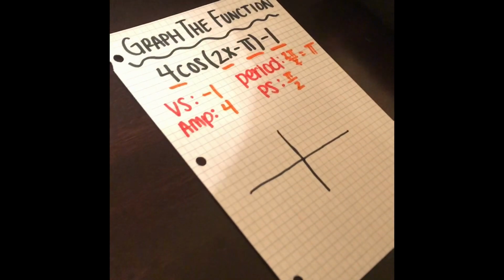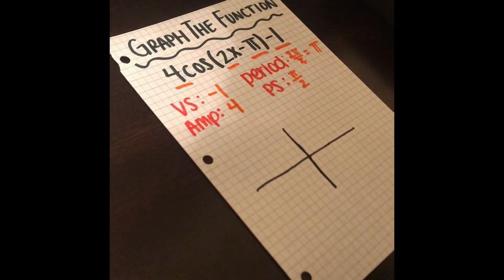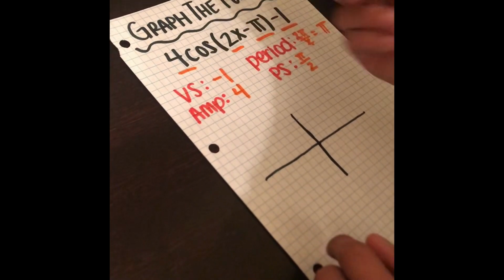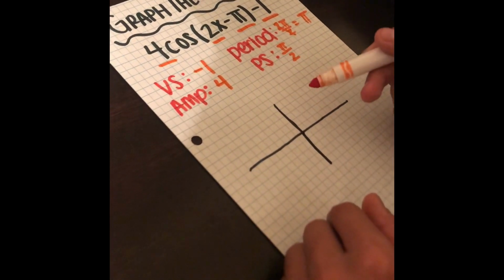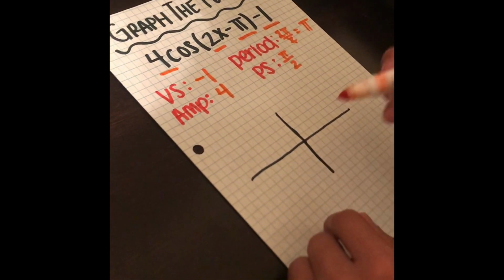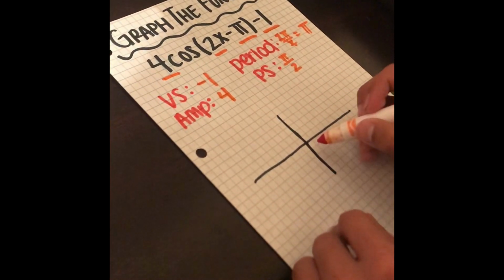So we're going to find the vertical shift first, which is -1 or down 1. So from 0, you could go up either one or down. But in this case, it is down. So down 1.